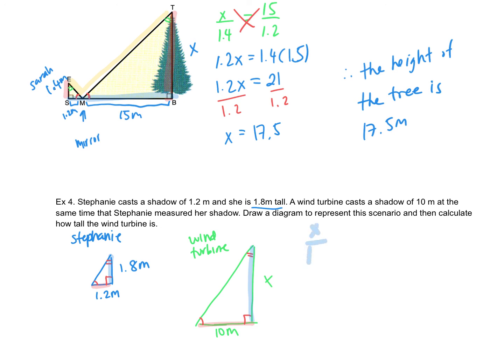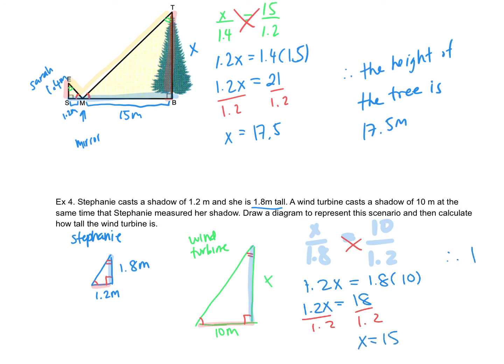So now we can set up our proportions. x over 1.8 equals the 10 over 1.2. Then we can crisscross. So the 1.2 goes with the x, the 1.8 with the 10. This part is very repetitive. 1.2x equals 18, and then divide both sides by 1.2. And we end up with 15. So therefore, the wind turbine is 15 meters tall.